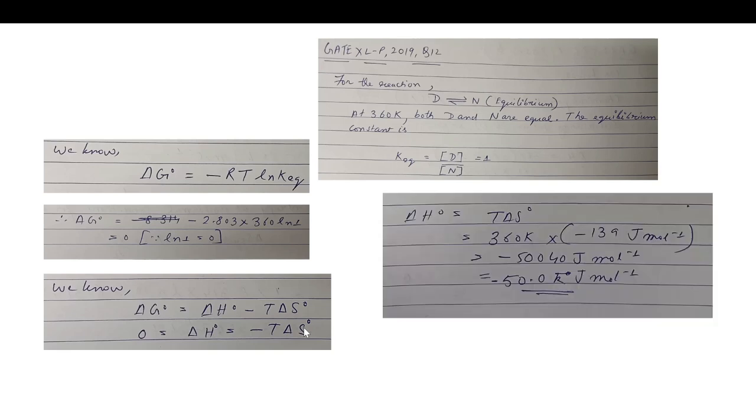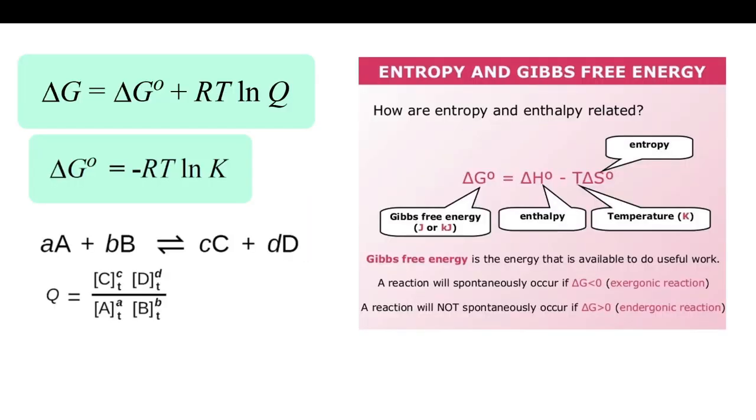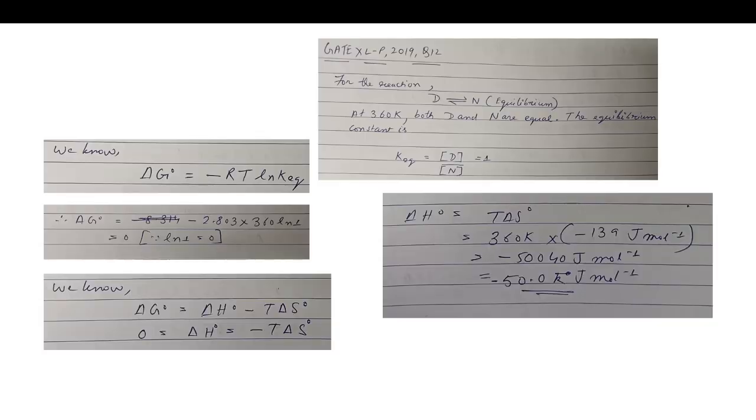Now if you put this in the standard free energy equation, where del G naught is equal to del H naught minus T del S naught, since del G naught is 0, you can directly get that del H naught is equal to minus T delta S naught. And again the values are already given: T is 360 Kelvin and the del S naught value is given as minus 139 joule per mole. It is given as 139, but there is a negative sign in this formula, so the final answer is in.